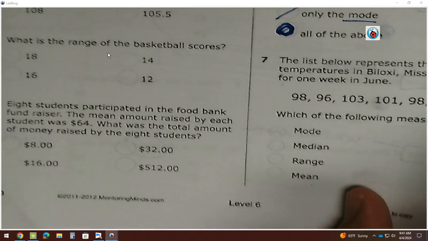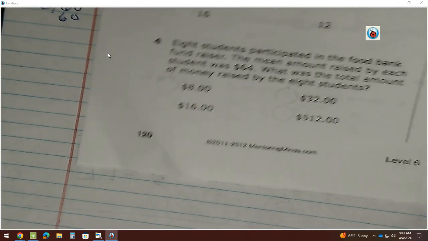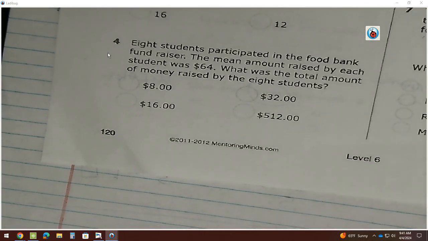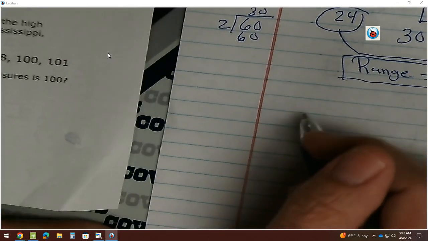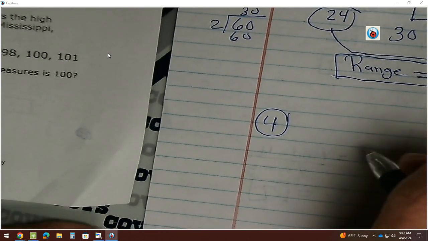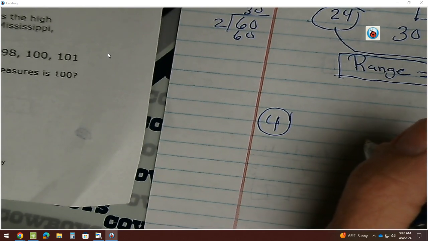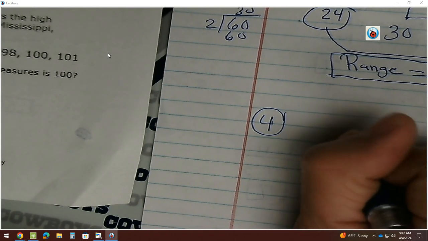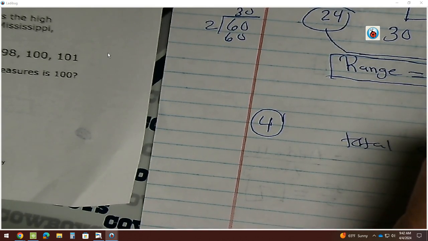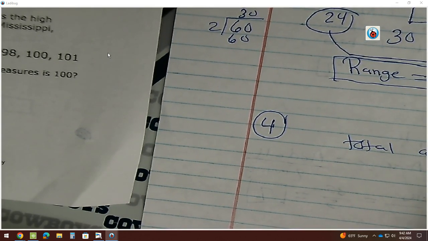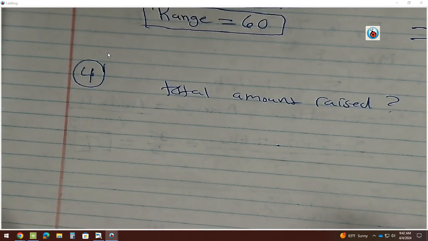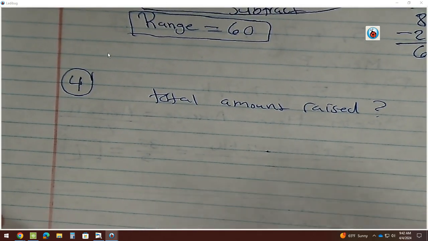Okay? Let me do number 4 with you all. 8 students participated in the food bank. The mean raised by each student was 64. What was the total amount of money raised by the 8 students? Okay. Number 4. What's the question? No, read the question. Total amount raised. Okay, what are the facts?